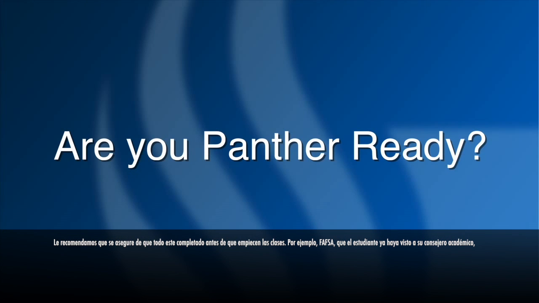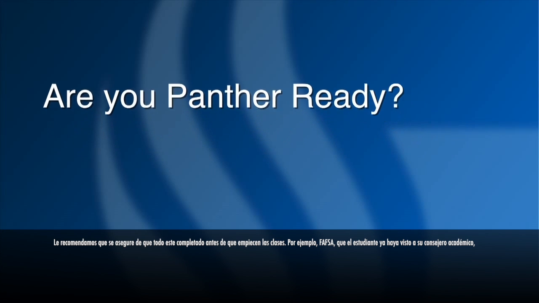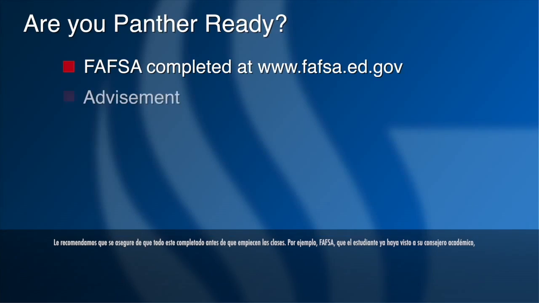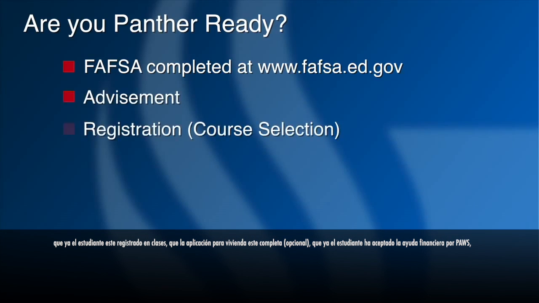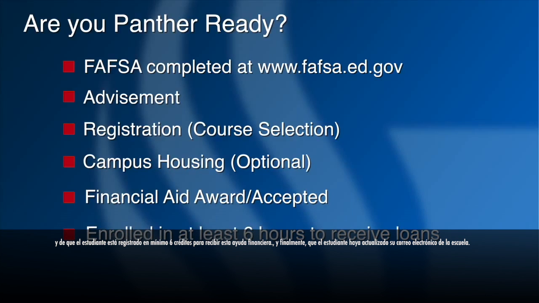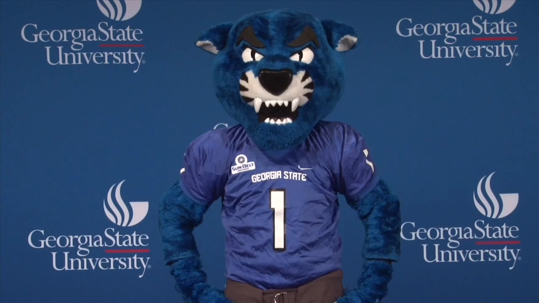We encourage you to make sure that everything is completed before school begins, such as making sure that your FAFSA is completed, that you've met with student advisement, you've registered for courses, if you're interested in campus housing, which is optional, that you've accepted your financial aid awards, that you are enrolled in at least 6 hours to receive those financial aid awards, and that you've set up your GSU email. We want to know, are you Panther ready?